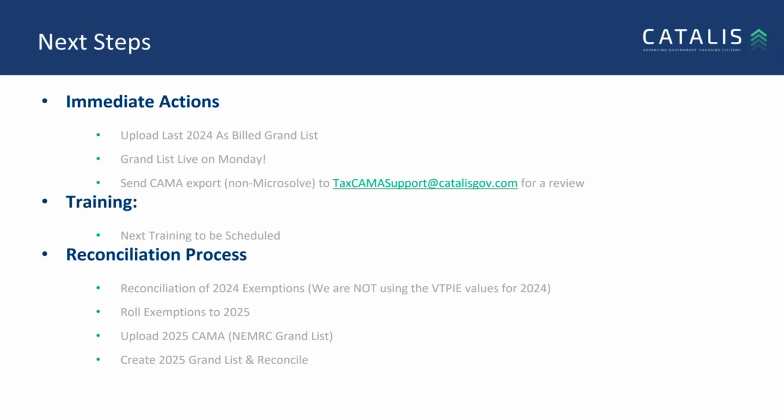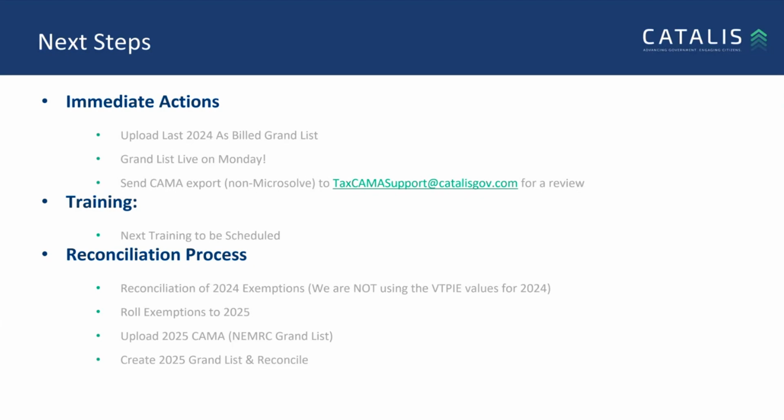So the reconciliation process: reconcile your 24 exemptions. Again, we're not doing anything with what you're doing in 24 right now. So no pressure in 24. Feel free to make as many grand lists as you want until you get that balance and everything ties out.